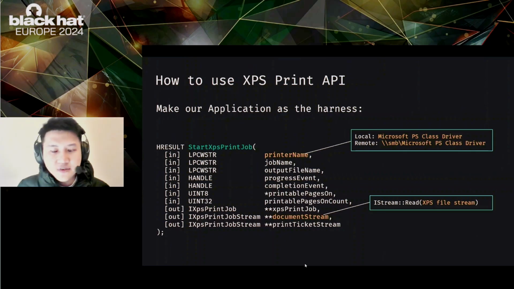It connects to a printer using the printer's name as a parameter. If you need to connect a remote printer, you have to enter the SMB port. Then we will use the document string to send our SPS file into the document using the iStringRead function.